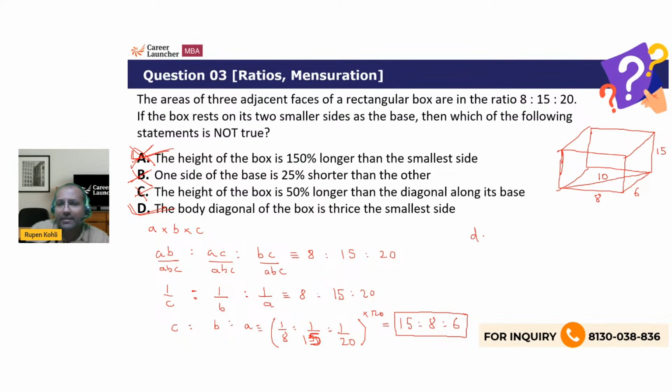But the body diagonal D is coming to be under root of 6 square plus 8 square plus 15 square. So if you calculate this, 6 square plus 8 square will be 10 square, 100, and 15 square is 225. So this is root 325. It is very close to actually thrice the smallest side, because if it was 324, it would be exactly 18, which is thrice of 6, but it is not exactly. So therefore, that's my correct choice.